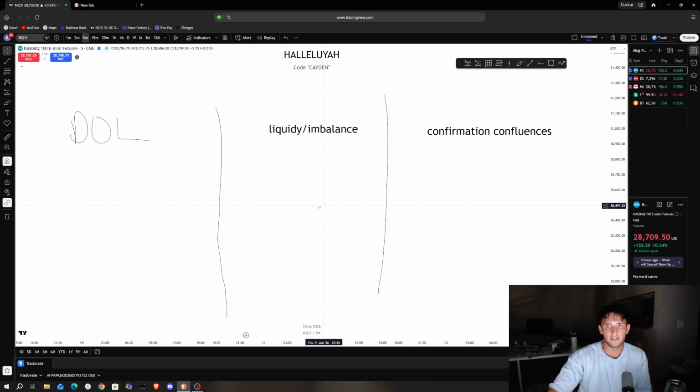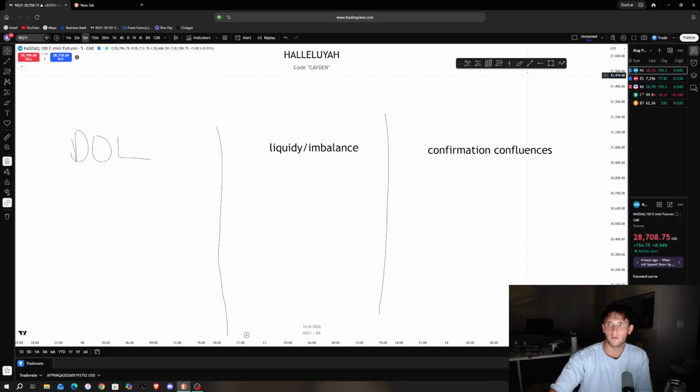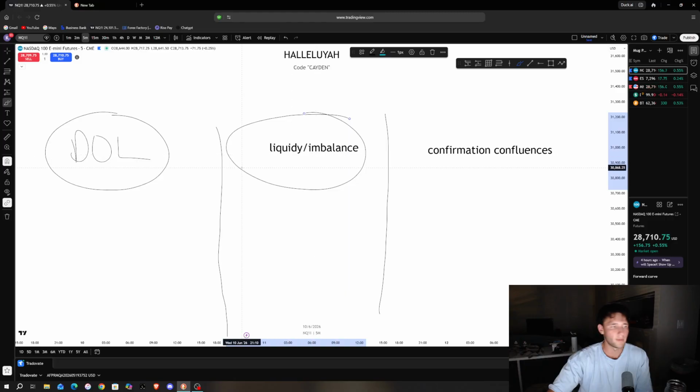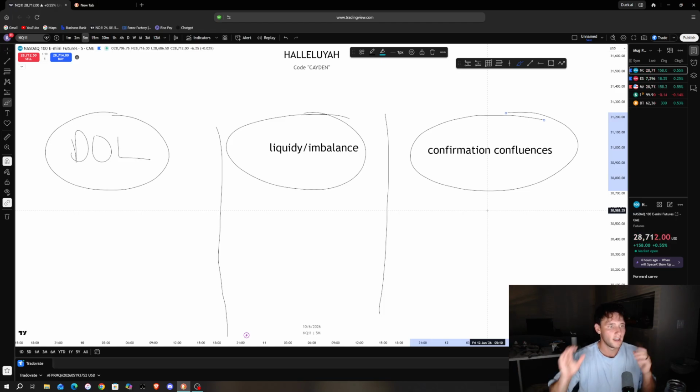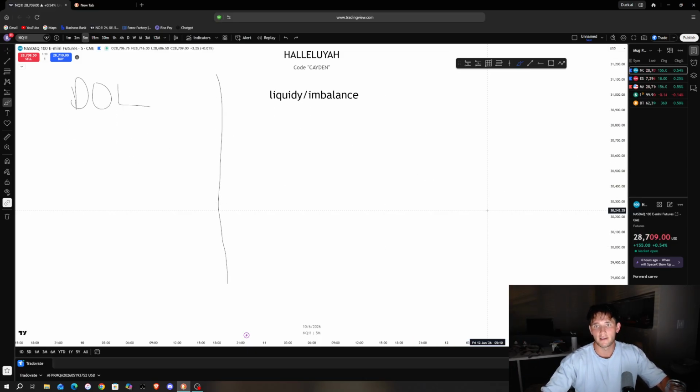So this is basically my strategy. It is extremely simple. I find DOLs, draws on liquidity. I then wait for liquidity or imbalance to get tapped into, and then I have my confirmation confluences. That's literally as simple as I can explain my strategy. But let's break down DOL first.